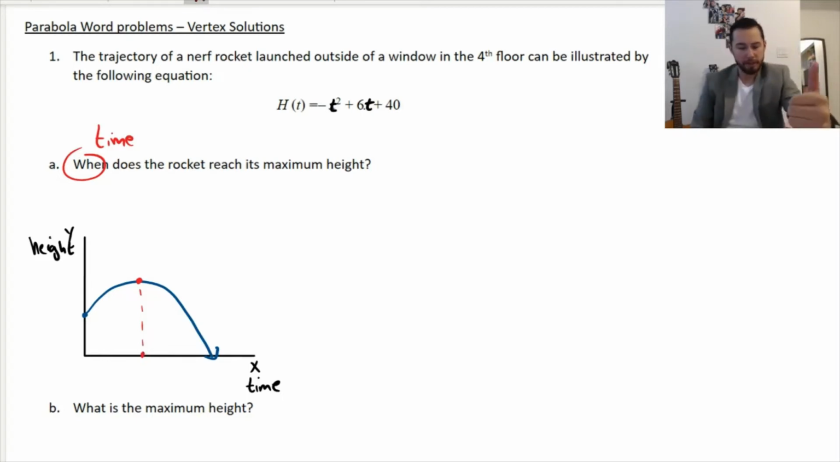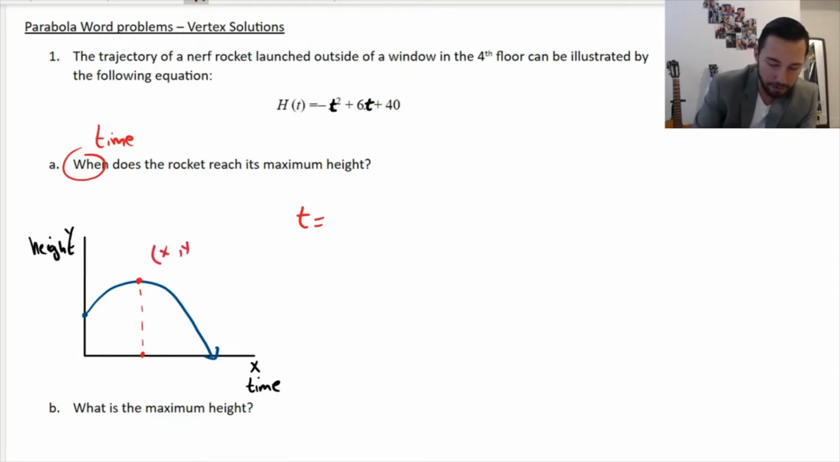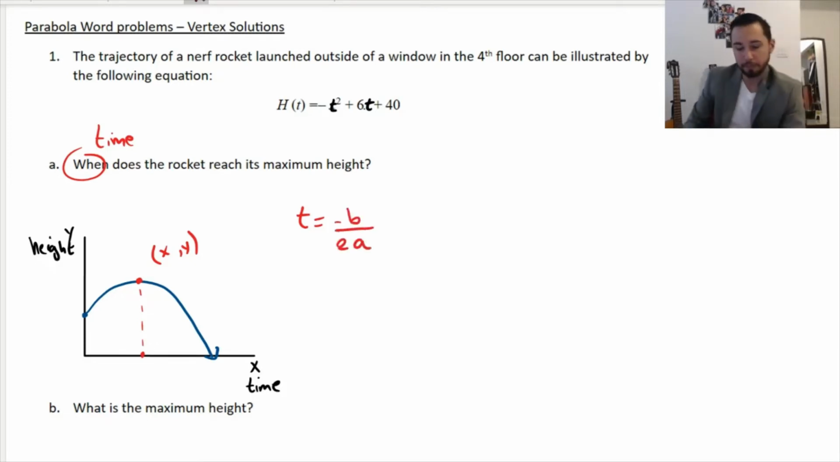And I should know that that invisible line that drops is my axis of symmetry. So if I want to know my x value, in this case my x is t. So I want to know the value for t. So t is going to be equal to, well, the value of the x in the vertex. And that will be my axis of symmetry. So this is going to be negative b over 2a.